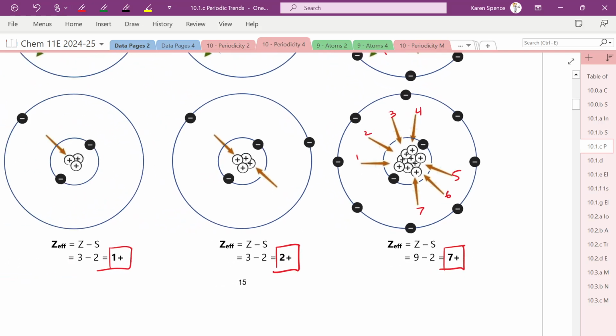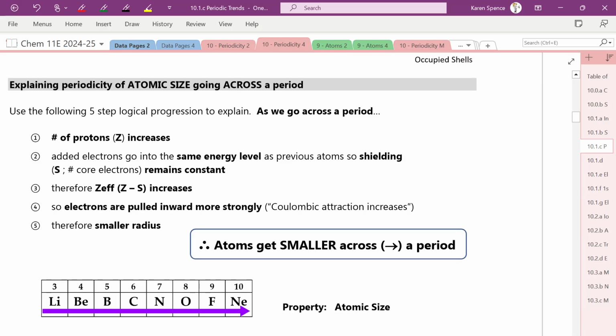So which of the valence electrons are going to be pulled in tightest? Lithium or beryllium or fluorine? Fluorine's electrons are going to be pulled in tightest. So what's going to happen to atomic radius as we move across the period? It's going to get smaller and smaller and smaller because there's no new shells, but we're increasing the protons without increasing the shielding. Yeah? And we'll see that on the next page.